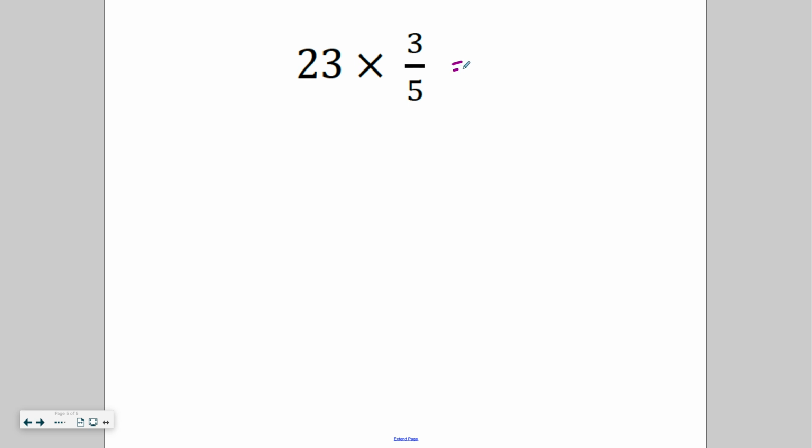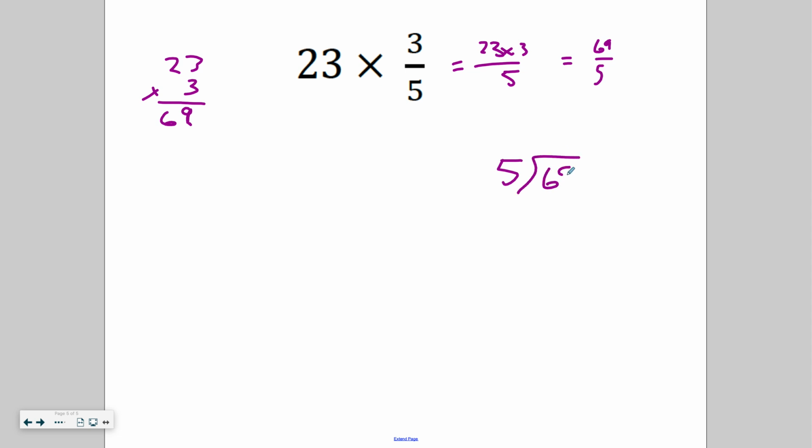All right, well, 23 times 3/5 is the same thing as 23 times 3 over 5, or 23 times 3/5. So if I rewrite this as a standard algorithm problem, 3 times 3 is 9, and 3 times 2 is 6, so 69/5. So 69/5. I prefer to divide. You don't have to do this, but I'm just going to show you this way. And if you did skip count by fifths, that's fine too.